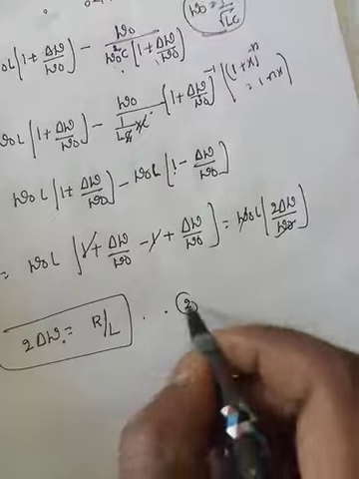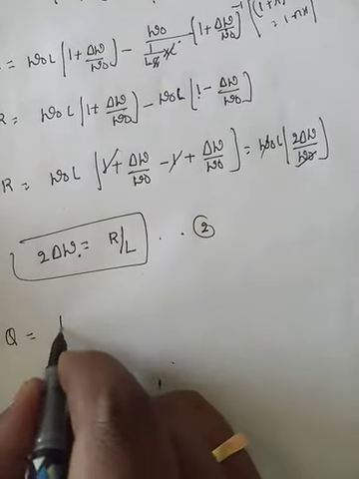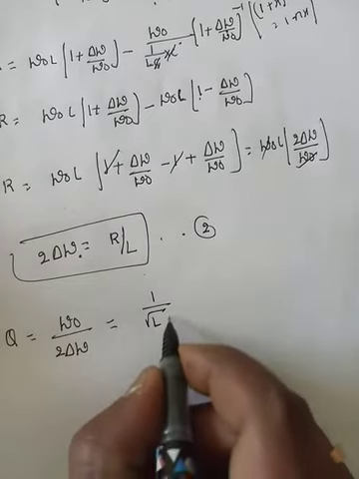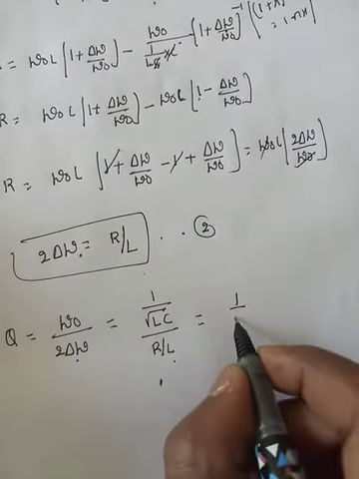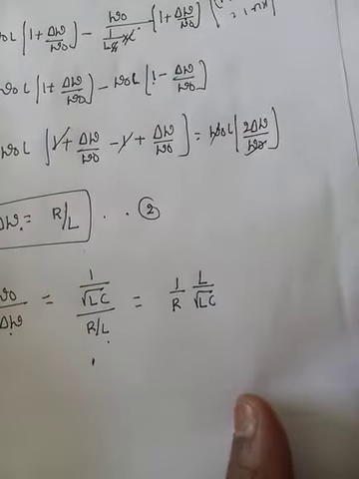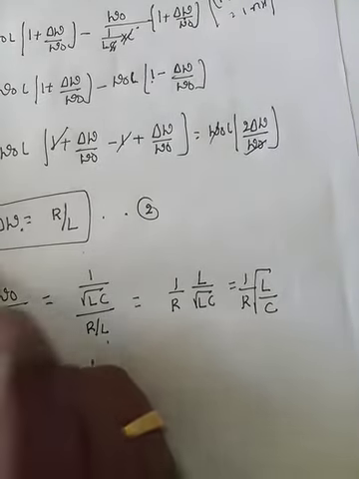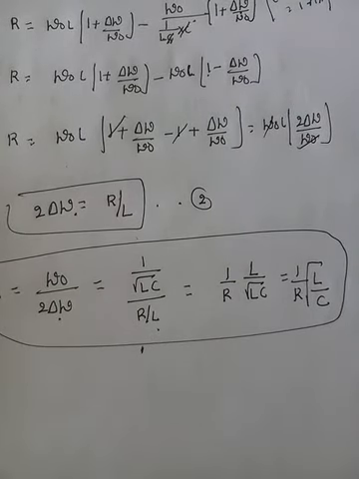So finally we got the bandwidth. Therefore Q factor Q is equal to omega naught by 2 delta omega. What is omega naught? 1 by root LC, by 2 delta omega, which is R by L. So it becomes 1 by R into L by root LC. L by root L can be root L. So 1 by R into root of L by C. So these are the different formulas for quality factor. Based on the question, we can utilize whichever formula is easiest. Okay. So 1 by R into root of L by C.